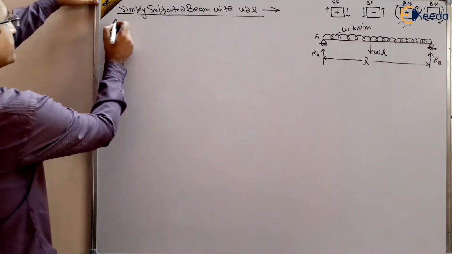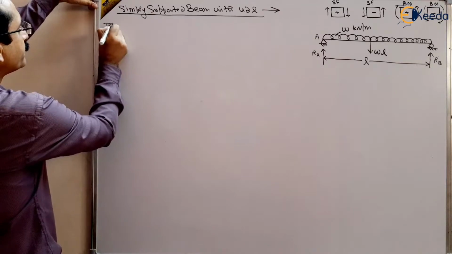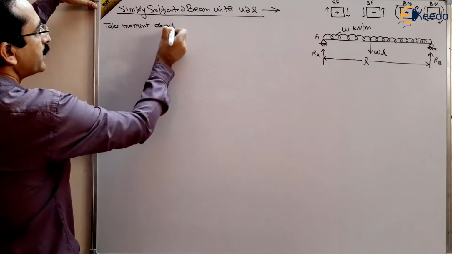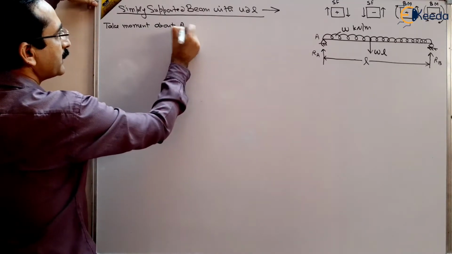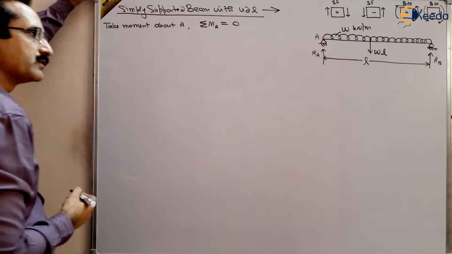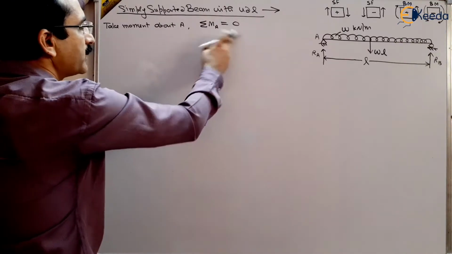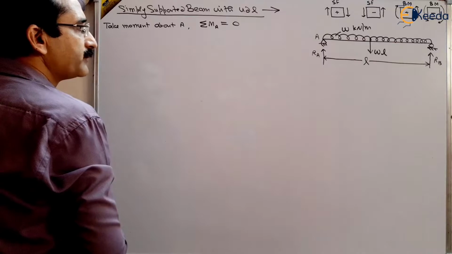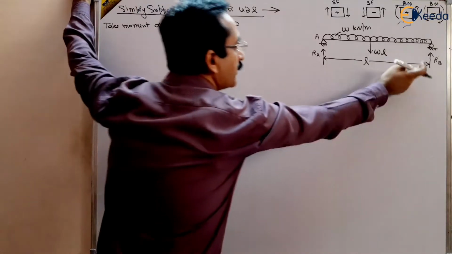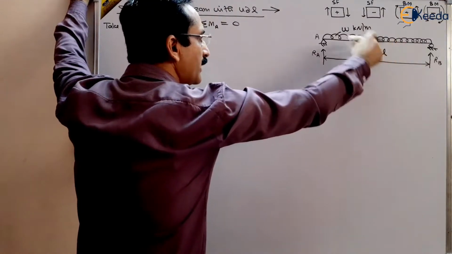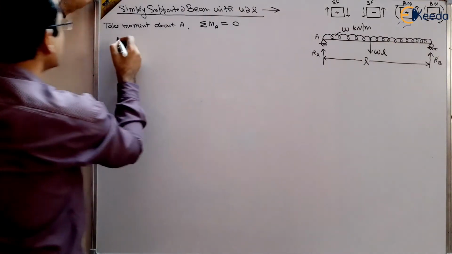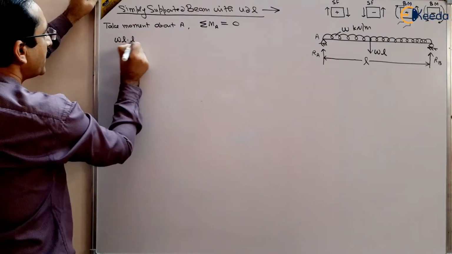So, finding reactions, take moment about any point. You can take, say, A or B, you can take A. And the sum of the moments about the hinge joint is equal to 0. This equation we already know: sigma M at the hinge joint is equal to 0. RA is passing through the hinge joint, so the moment of RA will be 0. Let us take clockwise as positive, so WL multiplied by the distance L by 2.